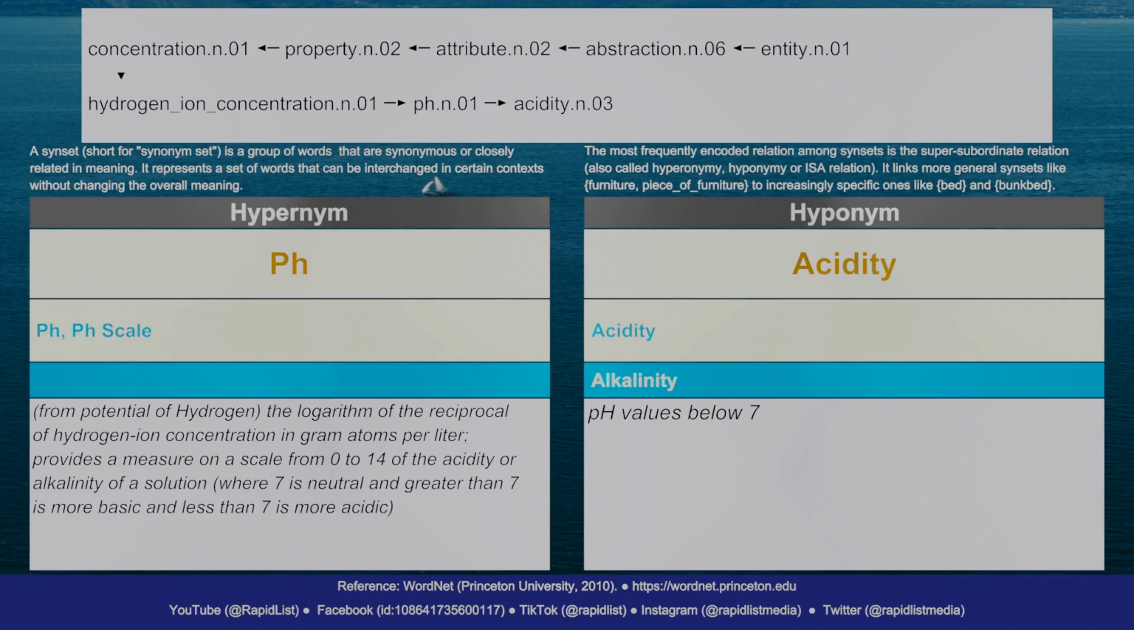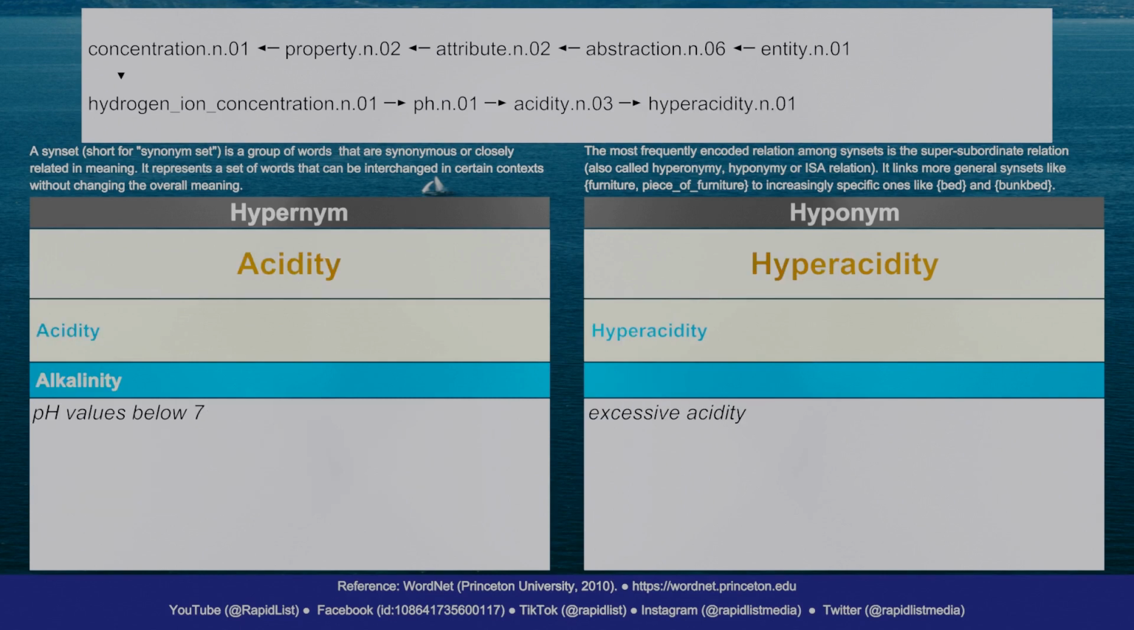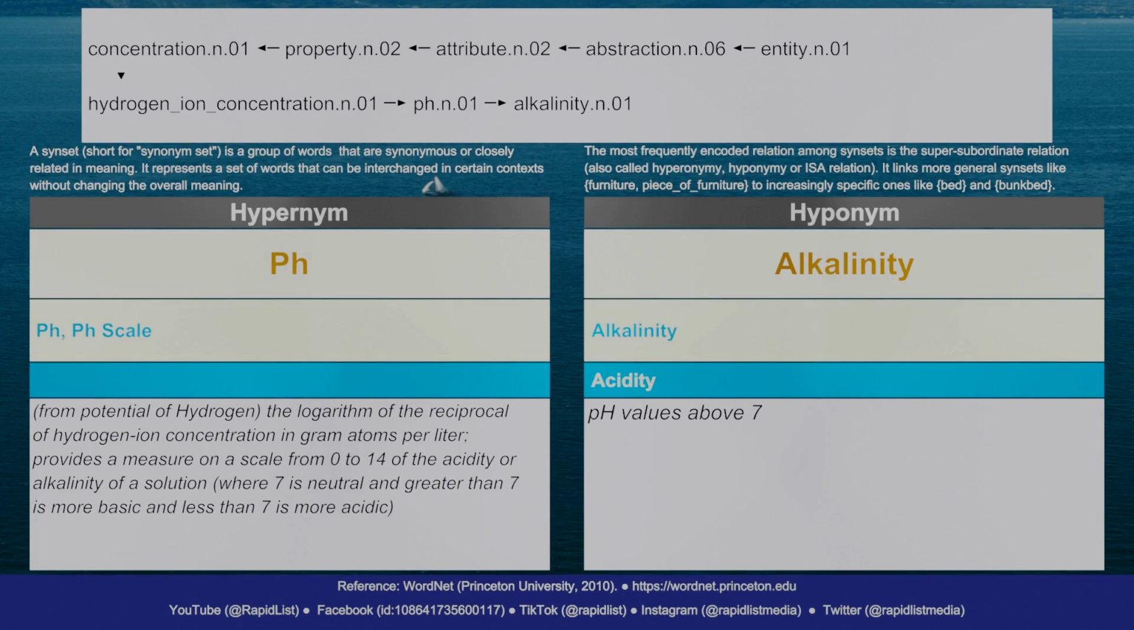Acidity. pH values below 7. Hyperacidity. Excessive acidity. Alkalinity. pH values above 7. Neutrality. pH value of 7.